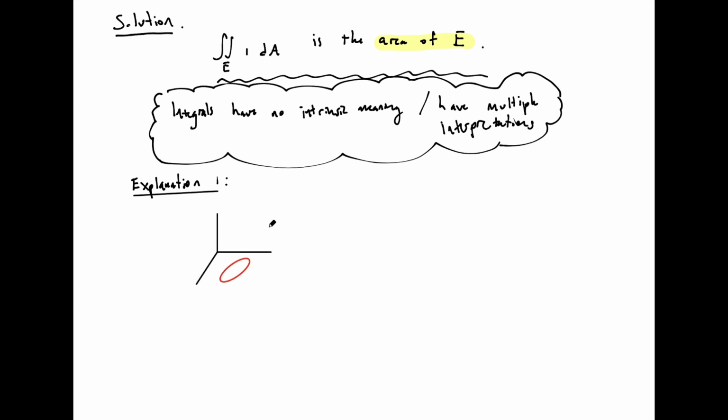Here's our region E in the xy plane, and here's the graph of the function 1 sitting above it. The volume that we're computing is the volume of this coin. It's a region with uniform thickness 1. So we already know that the double integral over E of this region is the volume of this coin. But how do I compute the volume of a shape with uniform height?